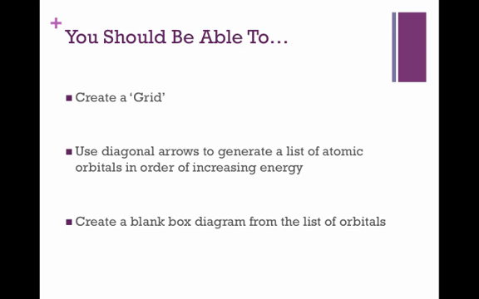That's pretty much it for our video. At this stage in the game, you should be able to create the grid itself, fill it in with the appropriate letters and numbers, use those diagonal downward arrows to generate a list of atomic orbitals in order of increasing energy, and ultimately from that create a blank box diagram from that list of orbitals. With that information, you should be able to do all the stuff we've been doing all along with box diagrams, but now you should be able to do it without that blank box diagram template.